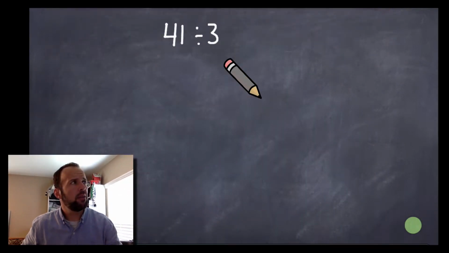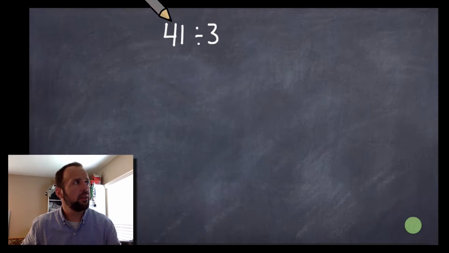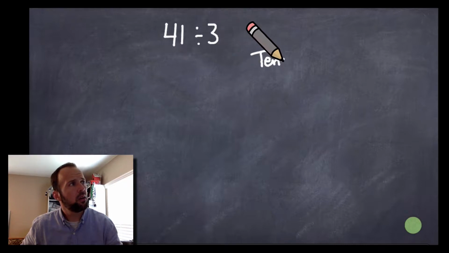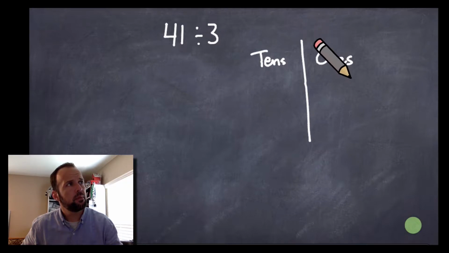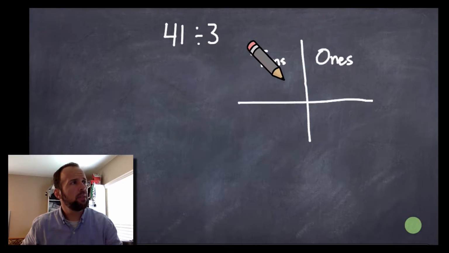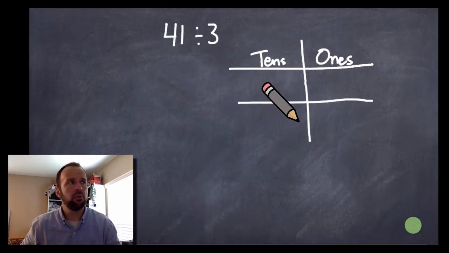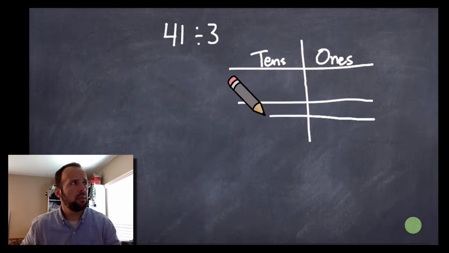All right, guys, let's jump in here with an example of 41 divided by 3. Again, we're working with numbers now that have tens involved in them. So I'm going to draw a place value chart here with tens, and I'm going to put my ones over here. I'll have a bigger space that I can use to build my number to start, and then down here, I'm going to make my smaller groups.